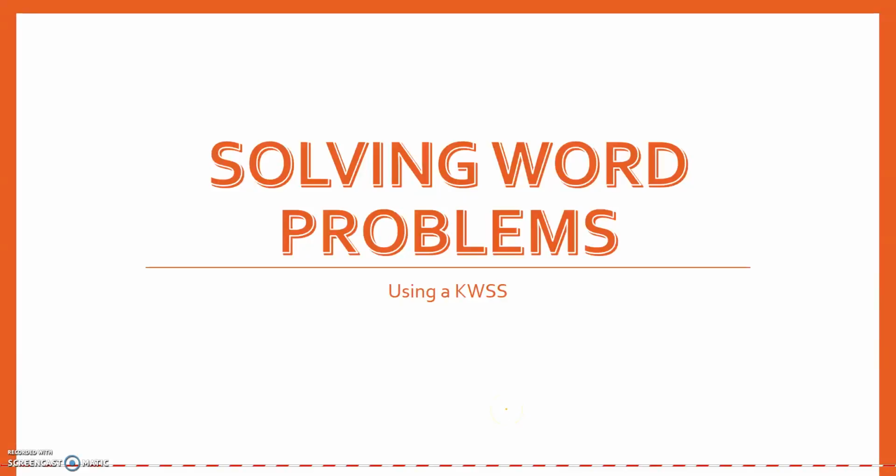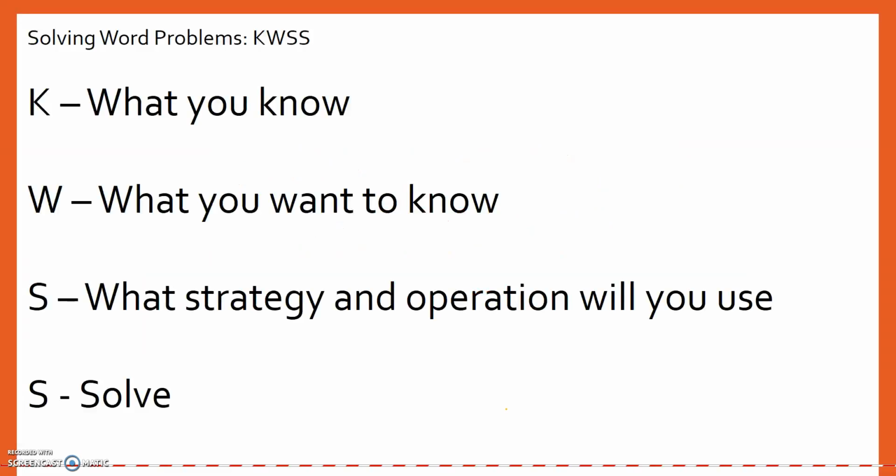Today we're going to talk about other strategies that we can use to help us solve word problems. Today we're going to look at using a KWSS chart. Now, a KWSS chart is a little bit like a KWL chart that we use sometimes in science or social studies, that we use to show what we know, what we want to know, and what we've learned.